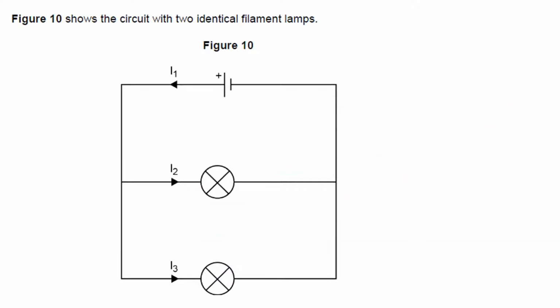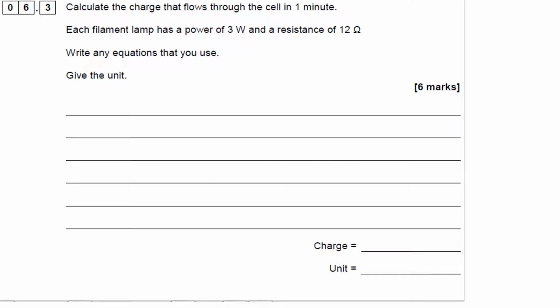This is question 6.3 of an AQA physics paper. So it's the later stage of the last question, so it's going to be tricky. We've got a cell, we've got two bulbs in parallel with current I1, I2 and I3. So let's take advice from my last video on command words and highlight the command word calculate. And also underlining that bit there, write any equations that you use and give the unit.